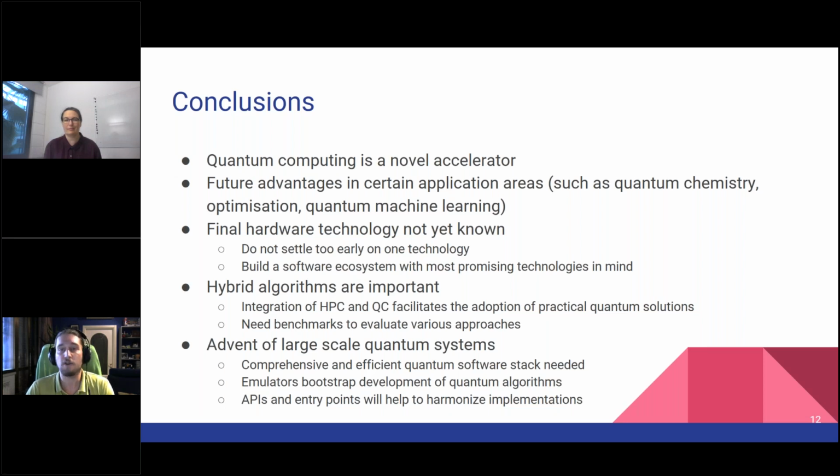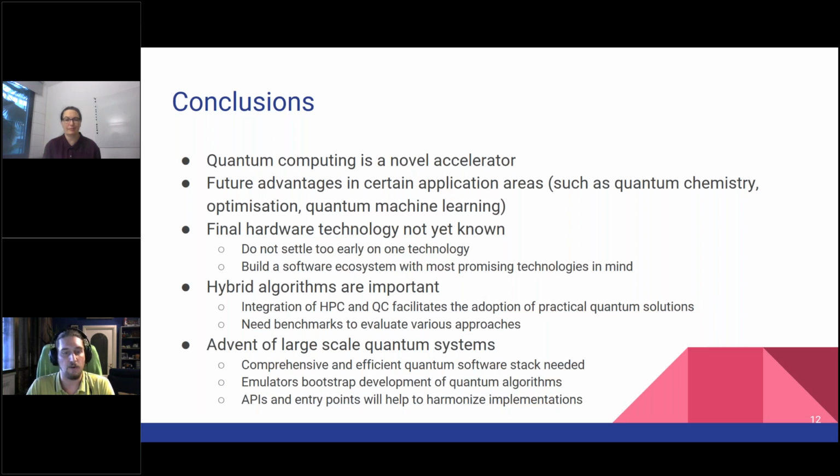But we don't know right now what the final quantum computer that we will use in the future will be. Right now we have a lot of different technologies. We have to monitor all of them, of course, but we must not settle too early on one technology, because we don't know which will be the winning technology. And we have to build an ecosystem with the most promising technologies in mind. And don't forget that hybrid algorithms are very important, because they will be the first algorithms that exploit the HPC part and the accelerator role of the quantum computers. So combining HPC and the quantum computer will lead us to a new computational advantage in this field.